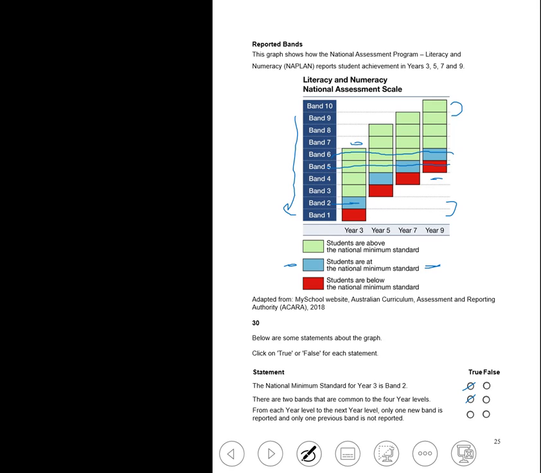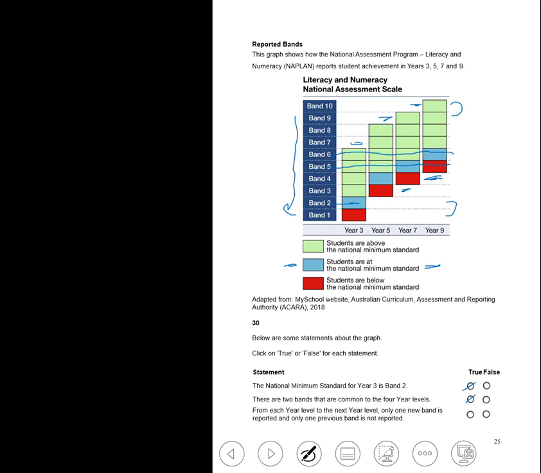Now from each year level to the next year level, only 1 new band is reported and only 1 previous band is not reported. Well, let's test it out. I know what the answer is, so I'm going to go a bit backwards. I'm going to go from year 9 down. So from year 9 to 7, there's no band 10, and there's no band 4. So yes, that's going 1. Same here. No band 3, no band 9, from year 7 down to year 5. So they're right again. There's only 1 that they miss out from the top and from the bottom.